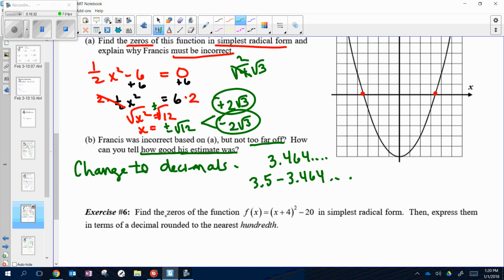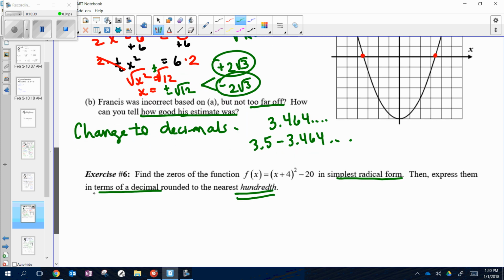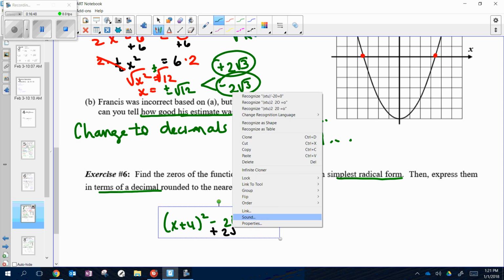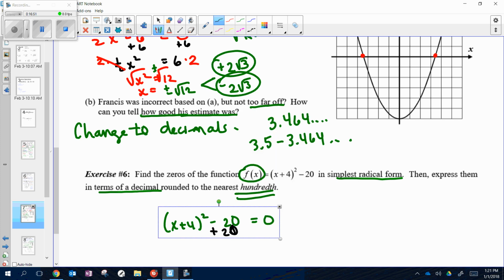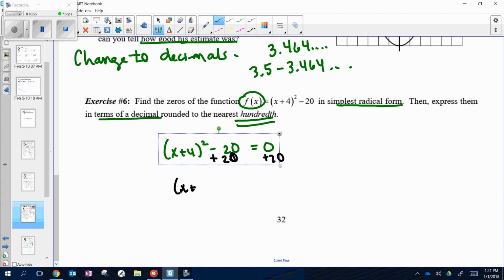In exercise 6, you're going to find the zeros in simplest radical form and then as a decimal to the nearest hundredth. So we're finding zeros. That means x plus 4 squared minus 20 equals 0. Start using your inverse operations. Add 20 to the other side. And I have x plus 4 still squared equals 20. I take a square root and put a plus or minus. So I have x plus 4 equals plus or minus.